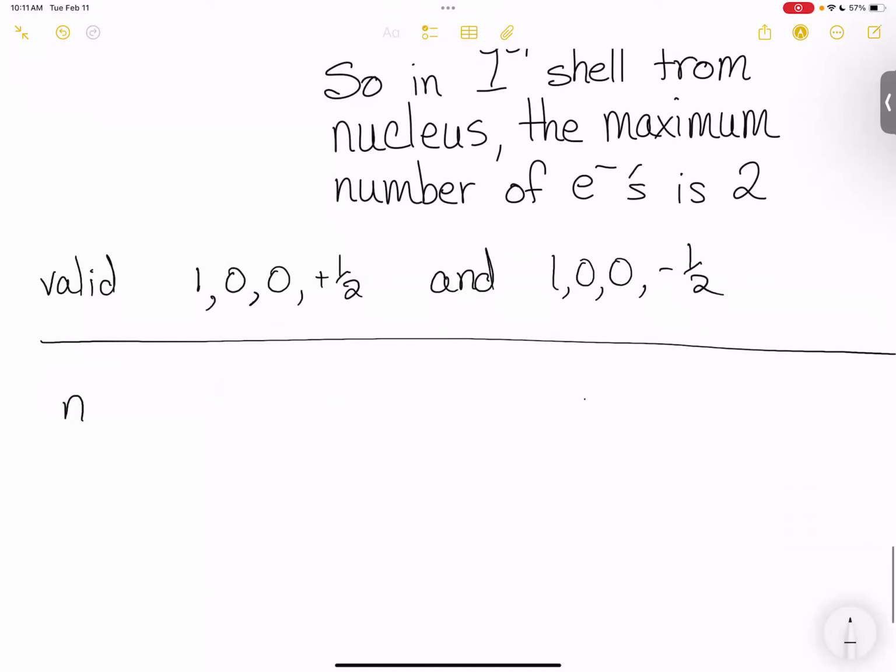Let's do n is equal to 2. l is going to be 0 to n minus 1, so in other words, it can be 0 to 2 minus 1. Well, that means it's 0 to 1. So we have two options here. It can be a 0 or it can be a 1 for our l.